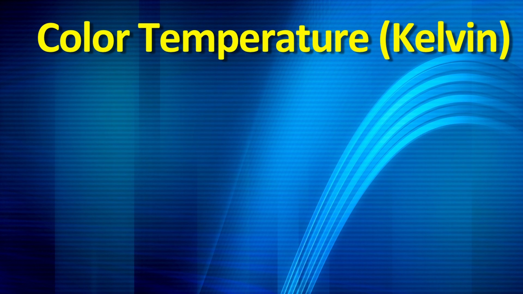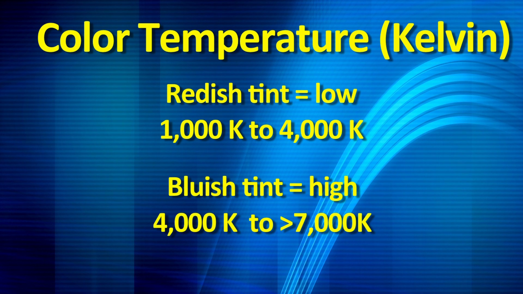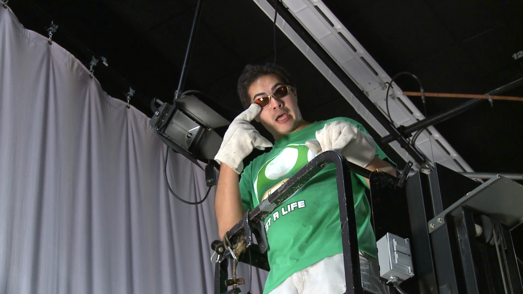We measure color temperature in degrees Kelvin. Light with a reddish tint has a low color temperature, with a measurement ranging between 1000 degrees and 4000 degrees Kelvin, whereas light with a bluish tint has a high color temperature, with a measurement ranging from 4000 degrees to over 7000 degrees Kelvin. And remember, always use proper protection for your hands and eyes.